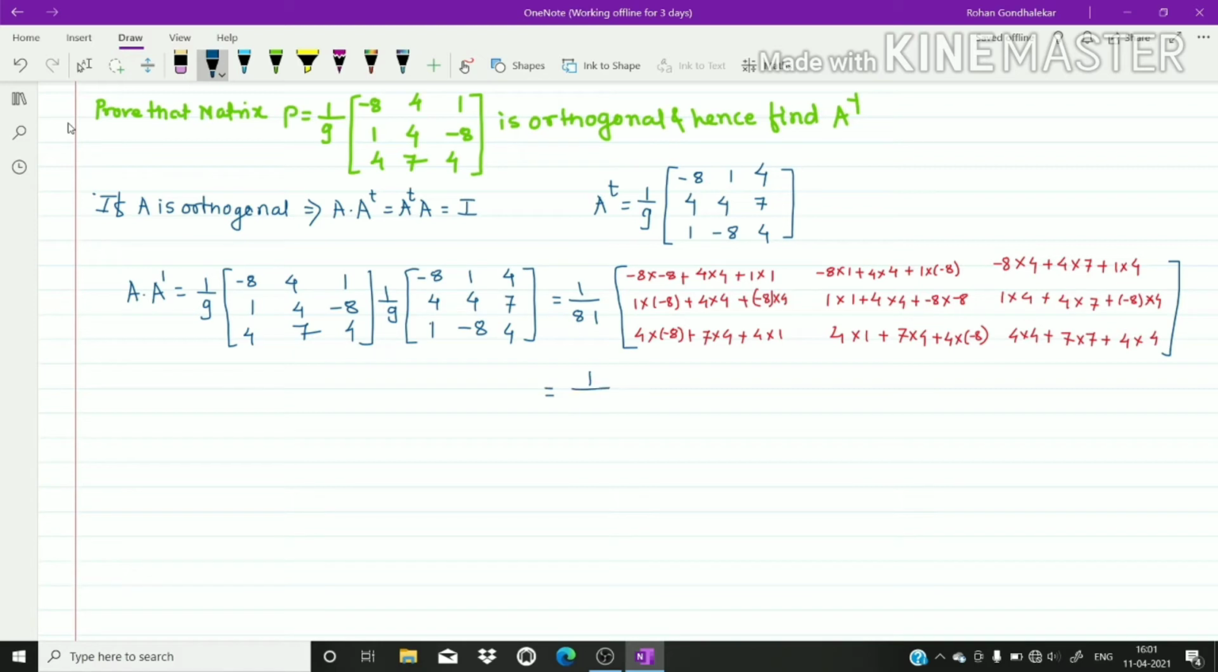So this is 1 upon 81 into bracket. Minus 8 into minus 8 becomes plus 64 plus 16 plus 1. Minus 8 into 1, that is minus 8. 4 4s are 16, and this is again minus 8. I'll write the calculations: minus 8 plus 16 minus 8. Next, minus 32 plus 28 plus 4. The next, 1 into minus 8 is minus 8 plus 16, sorry, not plus, it's a minus. Minus 8 into 4, so that product will be minus 32.